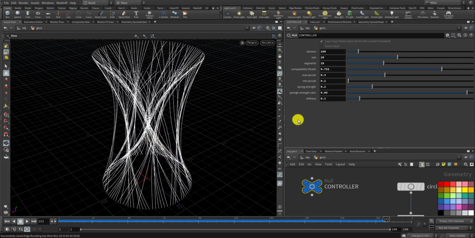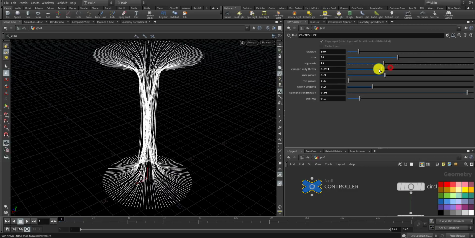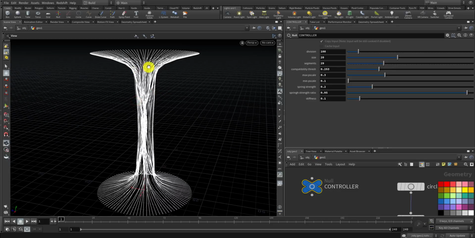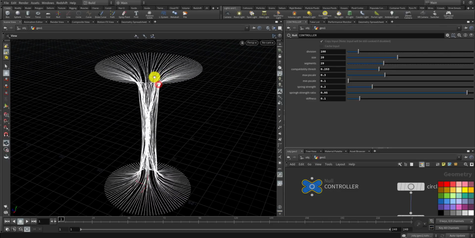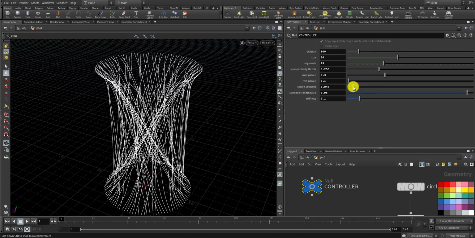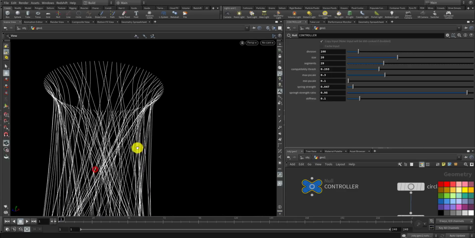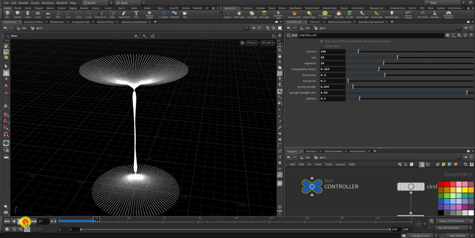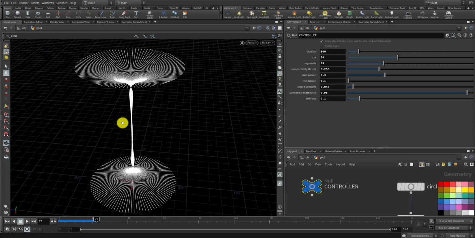Right now I have the compatibility threshold at 0.75, but let's say I change it to 0.253, then it's already pulling too strong, so let's set the spring strength a bit smaller, like 0.004 or something, then run it. Now it's a bit too strong, I guess. Maybe 0.02 and do it again.